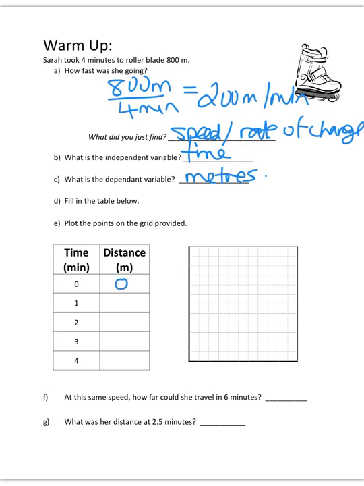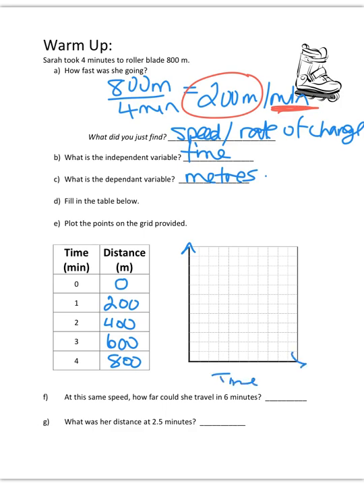If she travels 1 minute, then we know it's going to be 200 meters per minute. So we know that this one will be 200. If it's 2 minutes, it will be 400. 3 minutes is 600, and 4 minutes is 800, and that's what we were given right at the top. Then we're asked to plot these points on a graph. So hopefully you can see what these turn into.